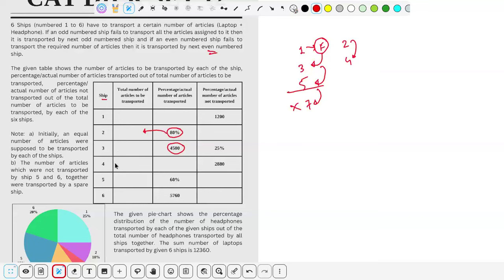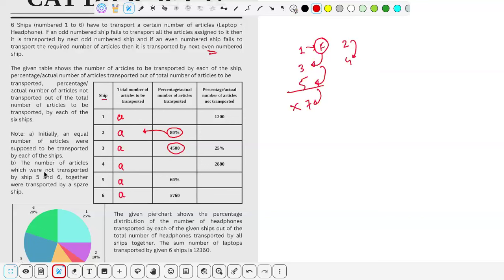ओके, let's read ahead. Initially an equal number of articles were supposed to be transported by each of the ships. Okay, इनिशियली जो था इस पार्ट में, अगर ये A आर्टिकल सप्लाई कर रहा है तो ये भी A करेगा, ये भी A करेगा, ये भी A करेगा, ये भी A करेगा.